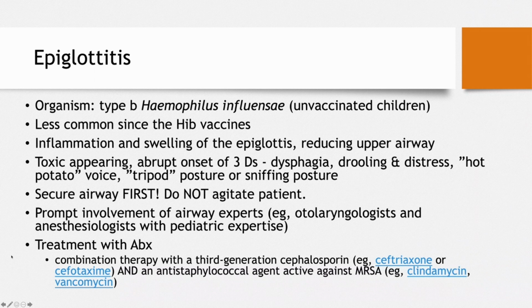And kids usually appear very toxic. They get abrupt onset of dysphagia, which is trouble swallowing or pain with swallowing. They get drooling and they get distress. Hot potato voice, like when you're talking with something hot in your mouth. And then they also posture. So they have kind of this tripod, and I'll show you a picture of it in a minute. They lean forward and stick their neck up and out like they're sniffing the air, and that's to physiologically open up the airway as much as possible.